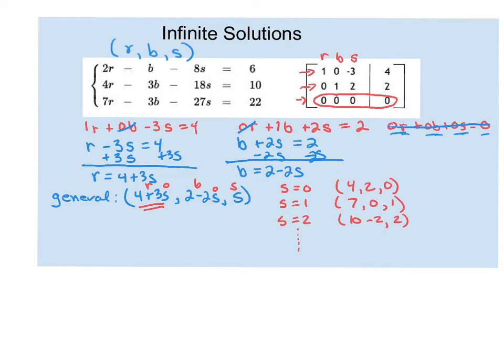So basically what I'm saying is if I took 4 and replaced it with r, 2 and replaced it with b, and 0 and replaced it with s, I would get these answers to all of those problems.